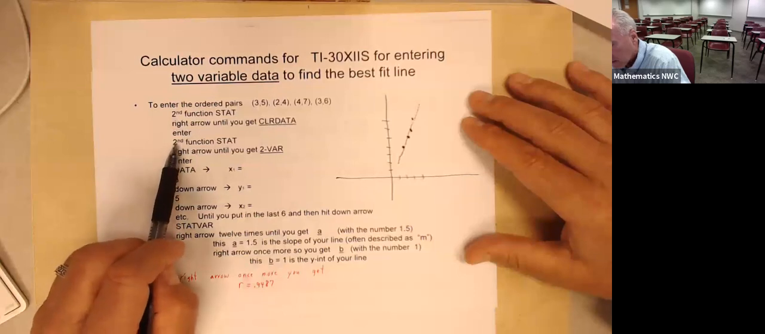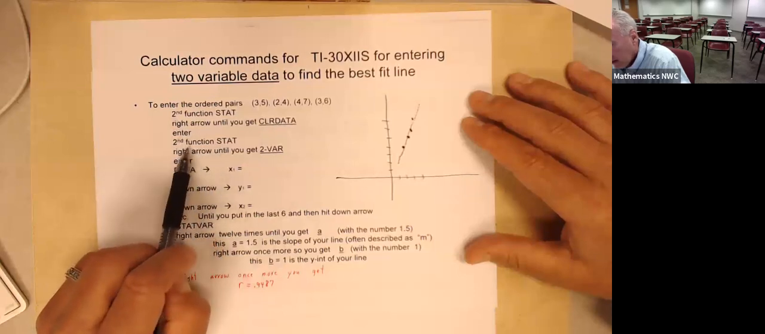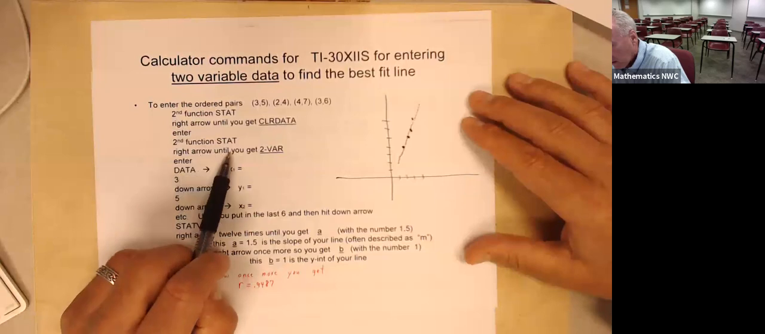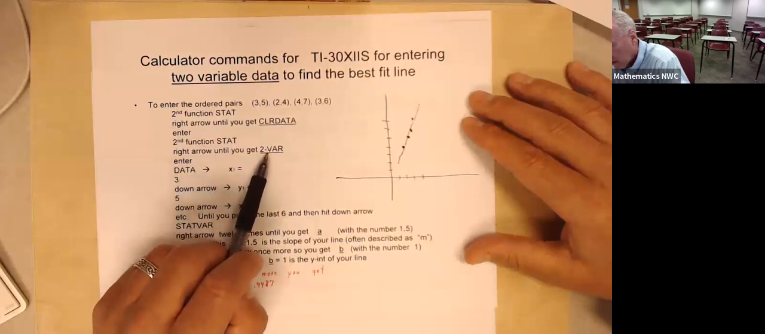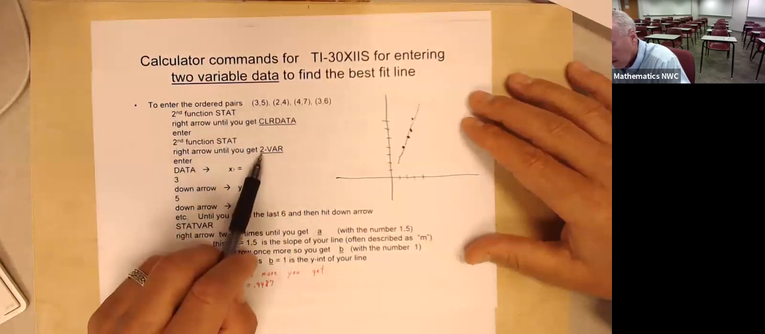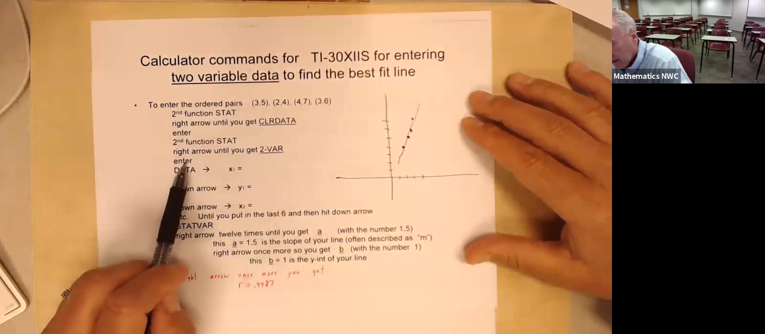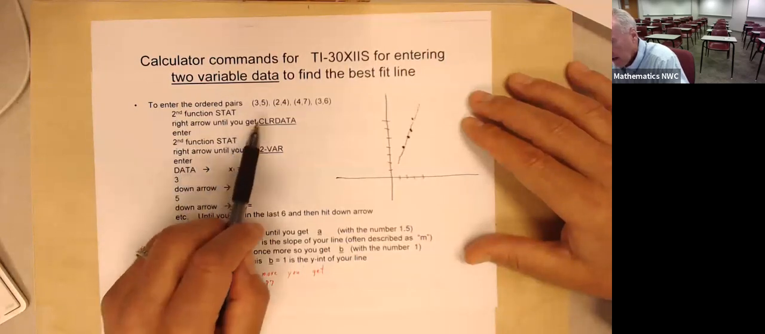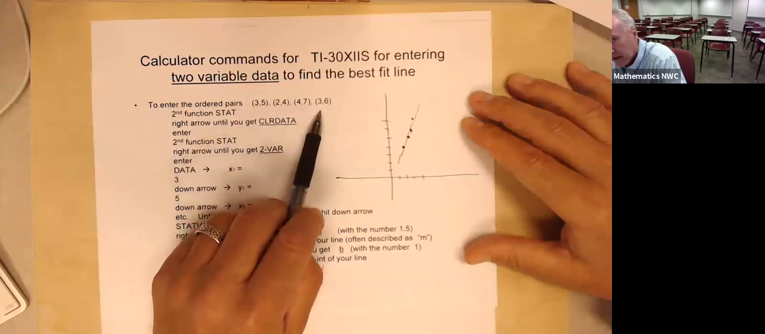That took all the data out of your calculator from any previous problem. Then I start over, second function stat. I probably will need to go right arrow to get this two variable underline. The reason we want two variables is we have ordered pairs, two numbers in every ordered pair. So when I get two variable underline, I hit enter. That just told my calculator I'm going to be putting ordered pairs in.